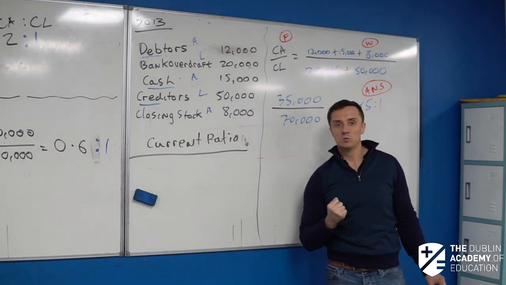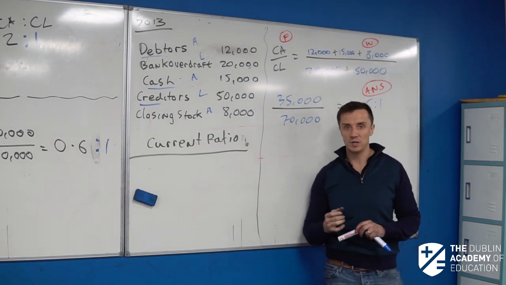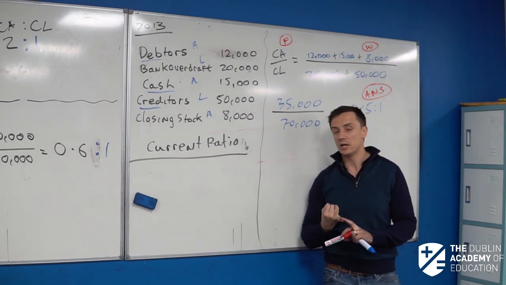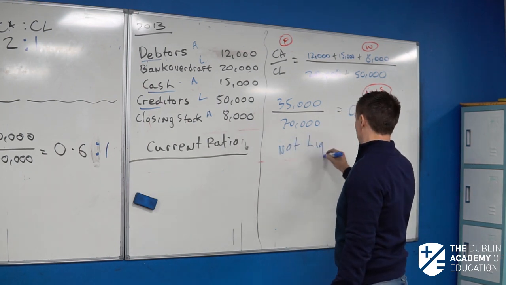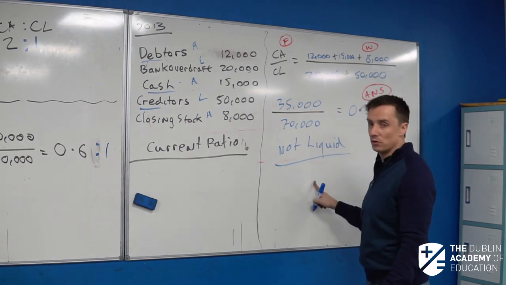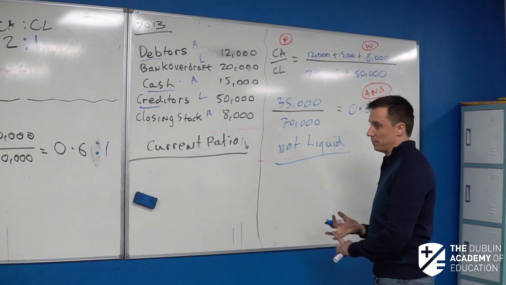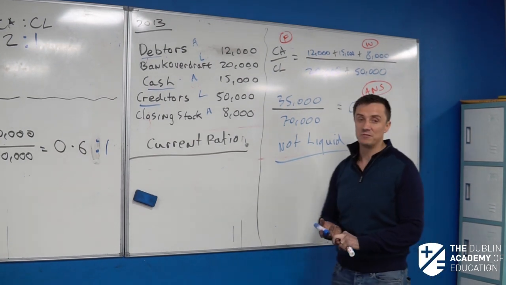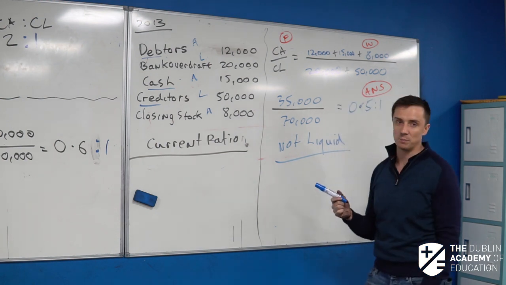The next part of the question was to comment on the liquidity position of this business. The first thing you'd say is they are not liquid. Make sure you mark in that the ideal ratio is 2 to 1. They're far below that, and you can say that they'll have difficulties paying their suppliers in the short term.